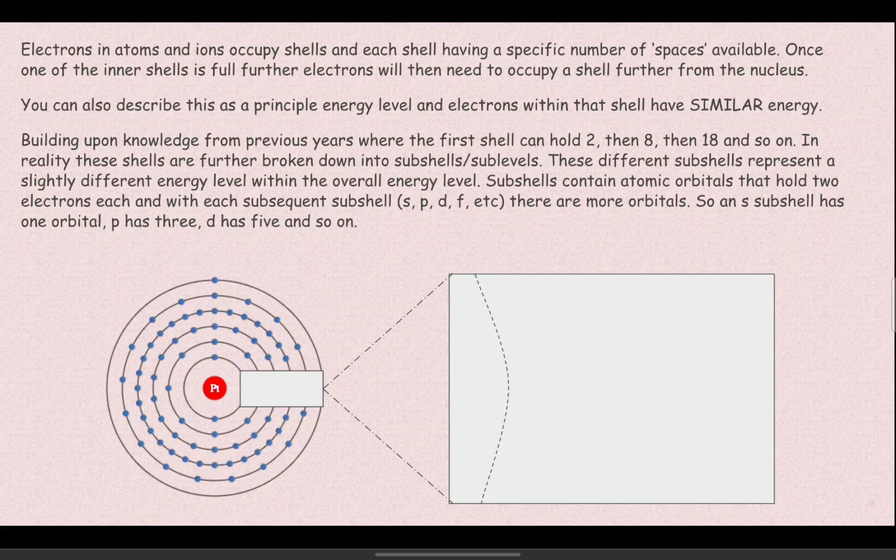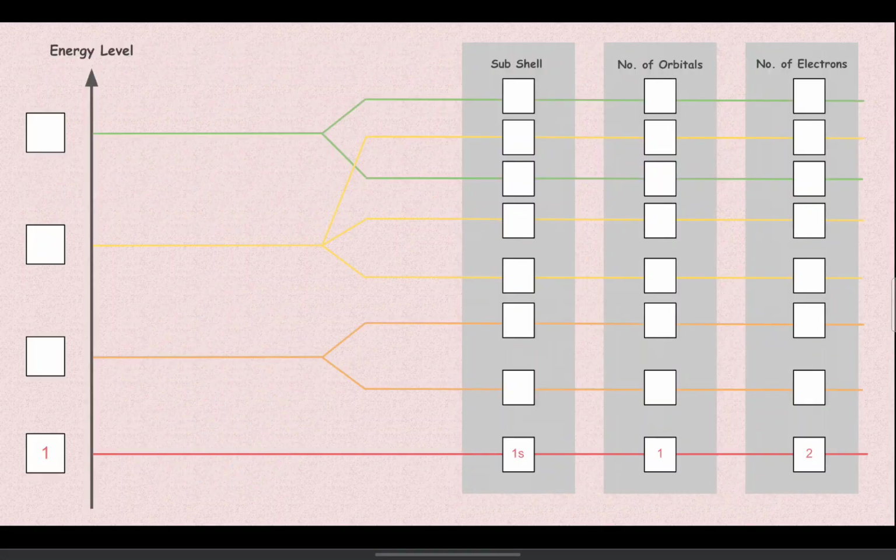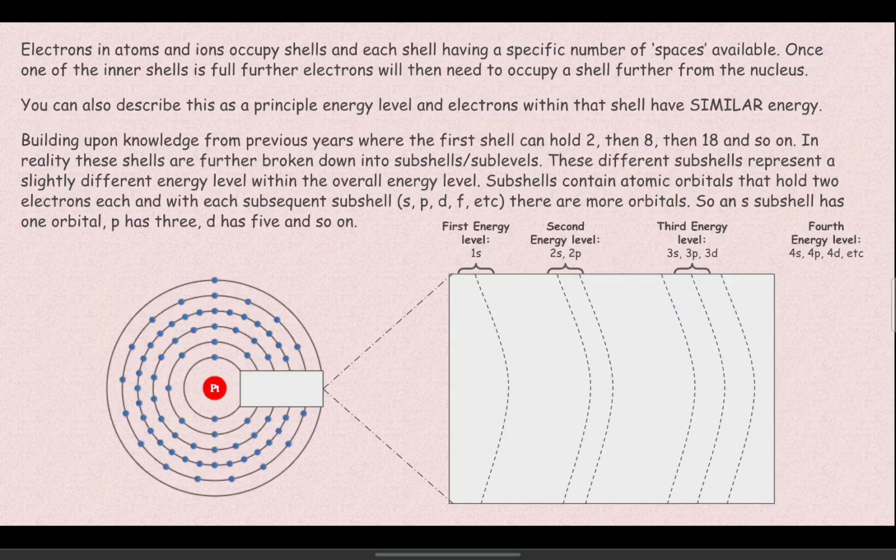We have the first energy level, which has a 1s subshell. The second energy level, which has a 2s and a 2p. The third energy level has 3s, 3p, 3d. Fourth has that, and so on. Oh, I'll just go back quickly. So that's where the chemistry and the understanding gets built on in level 3.